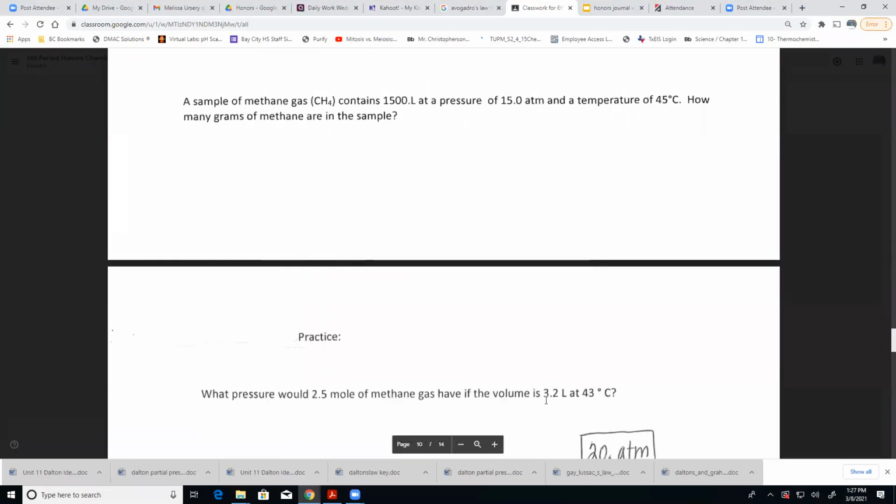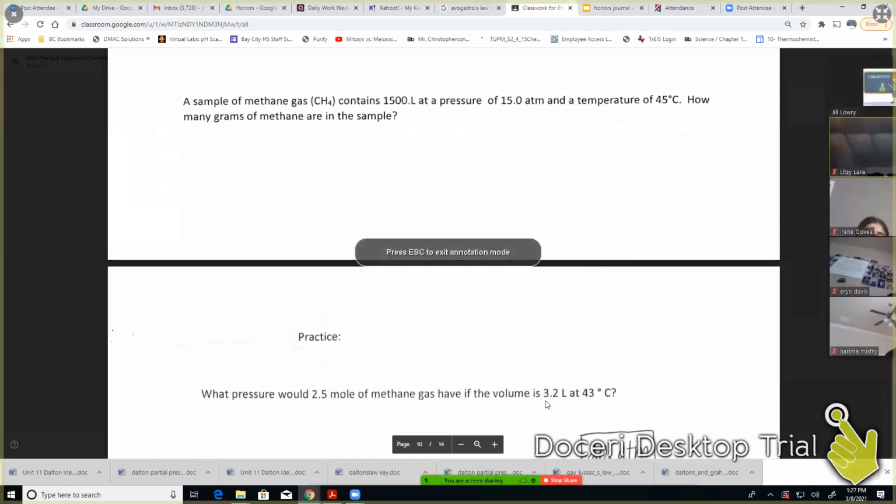All right. The next one says a sample of methane gas contains 1,500 liters at a pressure of 15 atmospheres, a temperature of 45 degrees Celsius. So if I add 273 to that, I would get 318 K. How many grams of methane are in the sample? So can I use the ideal gas law and figure out how many grams of something are in there?